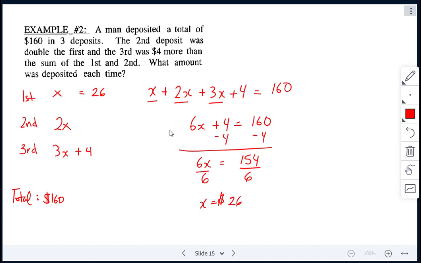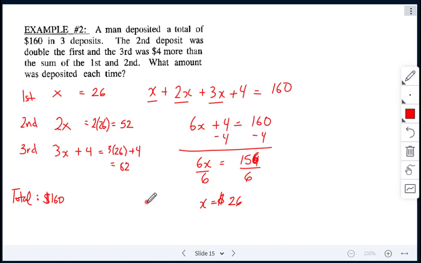Okay, just a mistake here. This should be 156. I can't erase it, so I'll just have to write on top of it. So 156 divided by 6, which is $26. All right, so if we go back here, that means our first deposit was $26. Our second deposit is going to be 2 times $26, which is $52. And then the third deposit is going to be 3 times the 26 plus 4, which is $82.